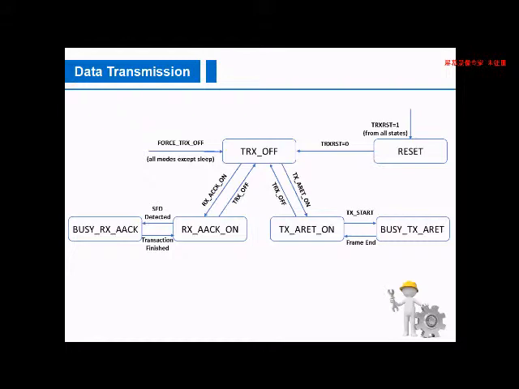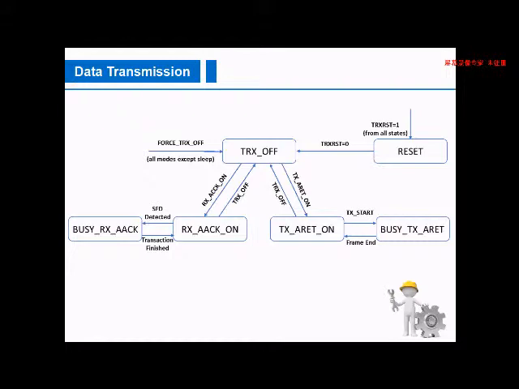The initial state can be reached immediately after power on or reset, or by using the command force TRX off or TRX off to this state. Then let's talk about the procedure of sending first. Once there is data to be sent, we should use the command TX ARET on to enter the state TX ARET on, and then data will be written into a frame buffer. After that, we use the command TX start to change the state into busy TX ARET. In this state, a frame transmit and an acknowledgement procedure will be done.